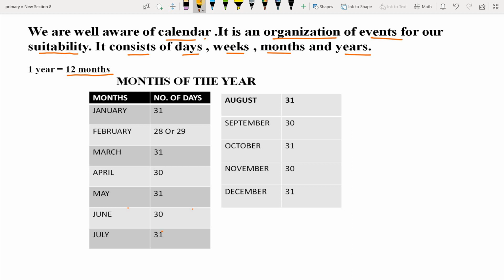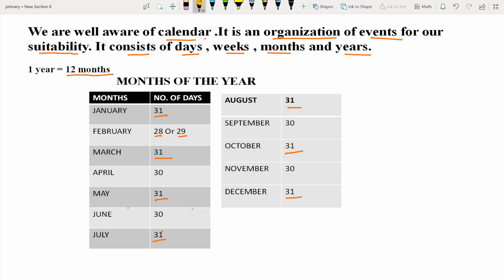Students, as you can see, January, March, May, July, August, October and December. ये सारे मंथ्स जो हैं वो 31 डेज के हैं एंड रेस्ट ऑफ द मंथ्स 30 डेज के हैं, सिर्फ फरवरी को छोड़ के, क्योंकि फरवरी में 28 और 29 days होता है.